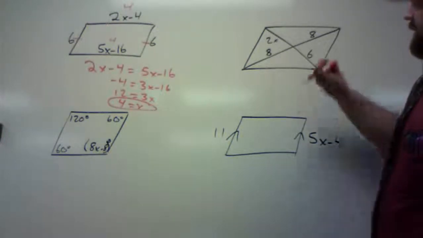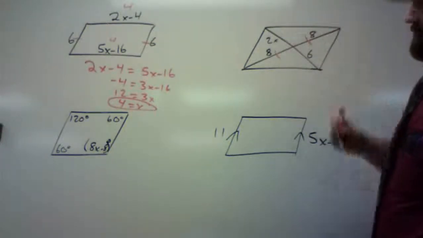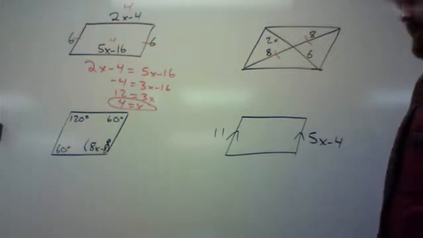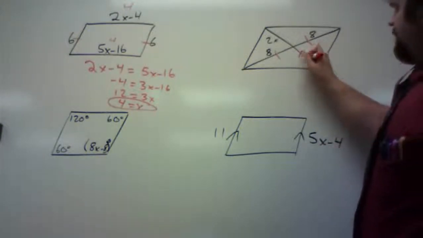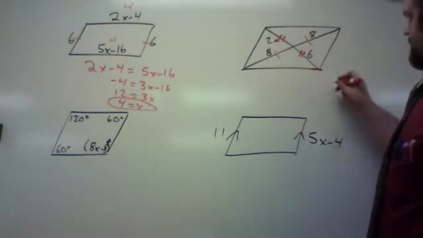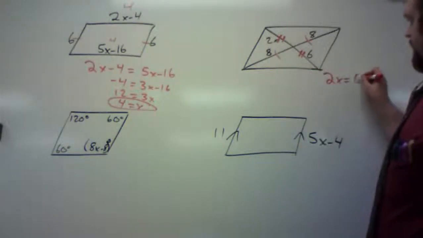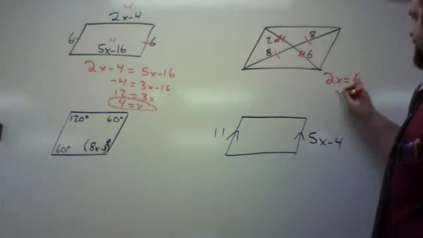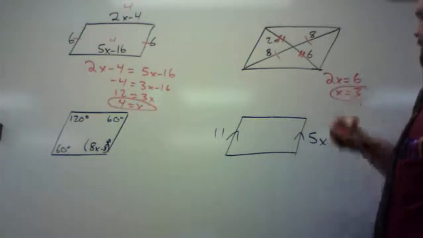If I look at this next one, I already have one pair of diagonals bisected. Wait, so then all I need is another pair of sides being bisected, and this is a parallelogram. Well, that's 2x and that's 6, so 2x has to equal 6. Okay, so x is 3. Divide by 2.